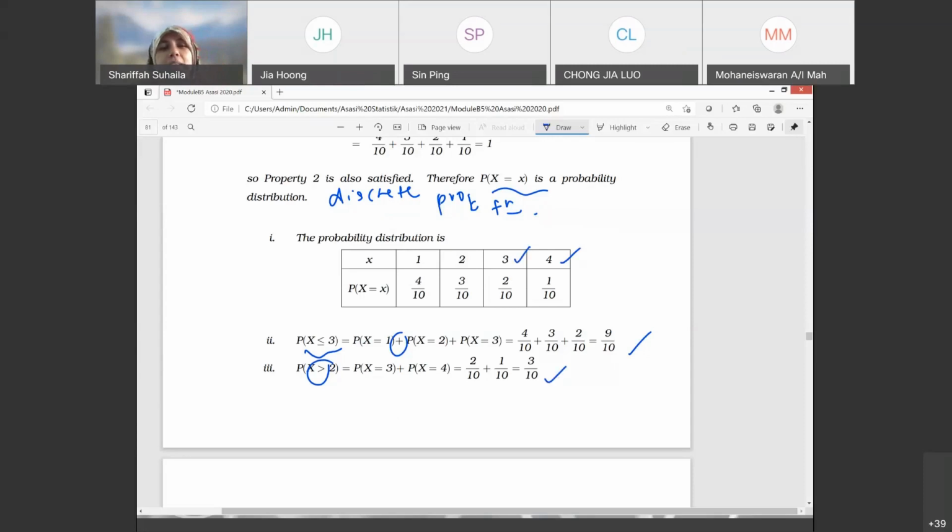Okay, based on the table of your probability distribution or probability function. Probability x less than or equal to 3 means x starts from 1, so 1 to 3. Okay, x greater than 2 can be either 3 and 4. So 2/10 plus 1/10. Okay, so that one.